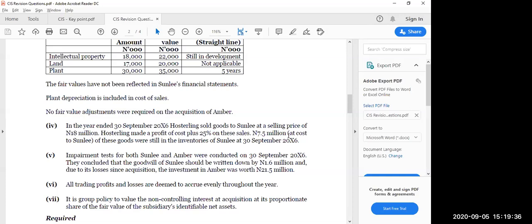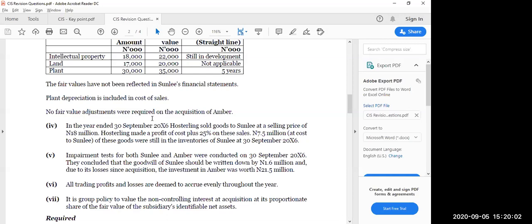I read additional information four. In the year ended 30th September 2016, Hosterling sold goods to Sunley at a selling price of 18 million. Hosterling made a profit of cost plus 25% on these sales. 7.5 million at cost to Sunley of these goods were still in the inventories of Sunley at 30th September 2016. This is sale of inventory.